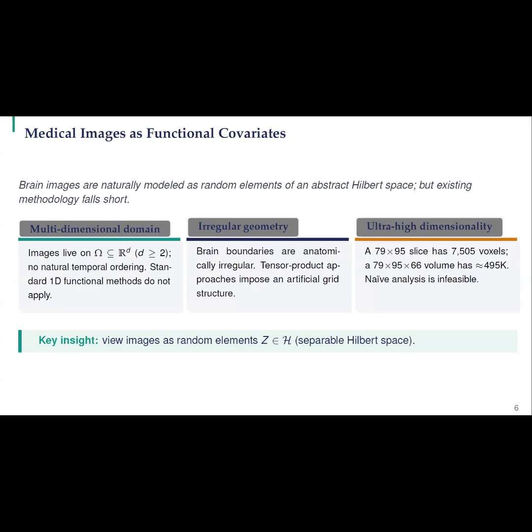This is very high dimensional. A single image can be 500,000 voxels of information in 3D. And so naive analysis is not very feasible. One could probably just throw an AI model at it and see what happens. People do that. It may or may not work, but that seems to be a relatively uninformed approach.